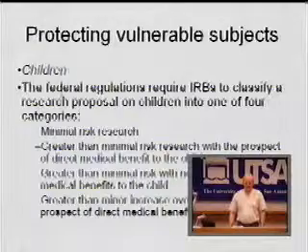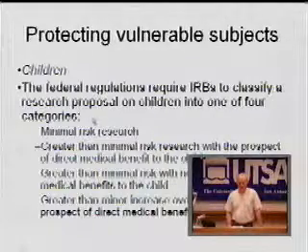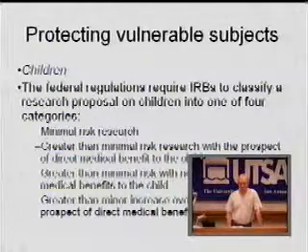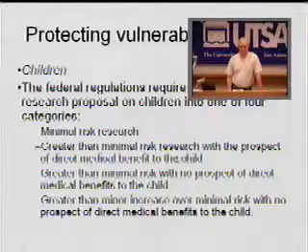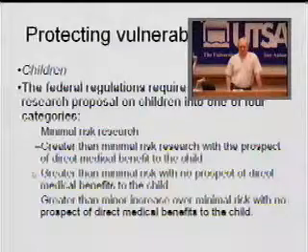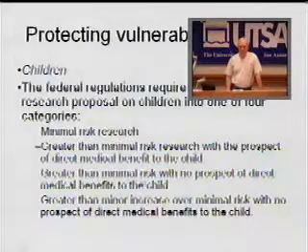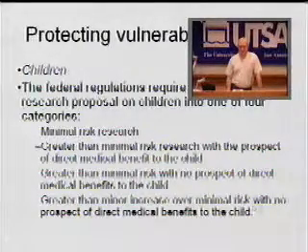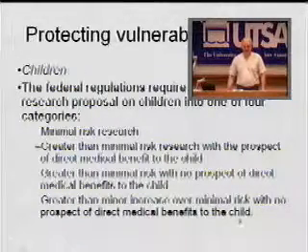For children, the federal regulations require IRBs to classify a research proposal on children into one of 4 categories: minimal risk research, greater than minimal risk research with the prospect of direct medical benefit to the child, greater than minimal risk with no prospect of direct medical benefits to the child, greater than minor increase over minimal risk with no prospect of indirect medical benefits to the child.